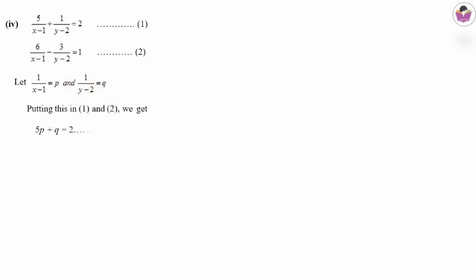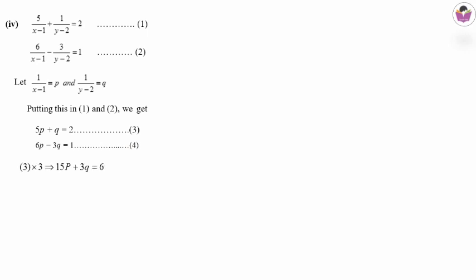As before, substituting into the original equations, 5 into 1 by x minus 1 is 5p, plus 1 by y minus 2 is changed to q, equal to 2. Label it as equation number 3. The second equation changes to 6p minus 3q is equal to 1. Label it as equation number 4.